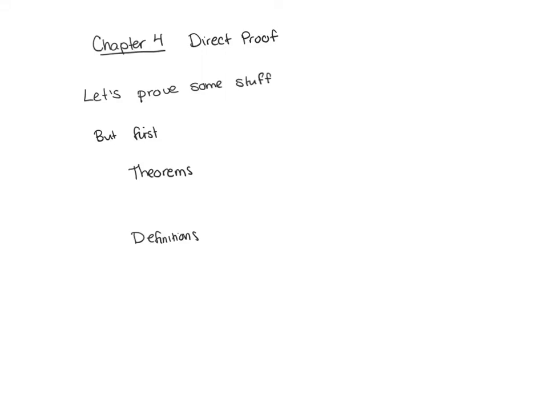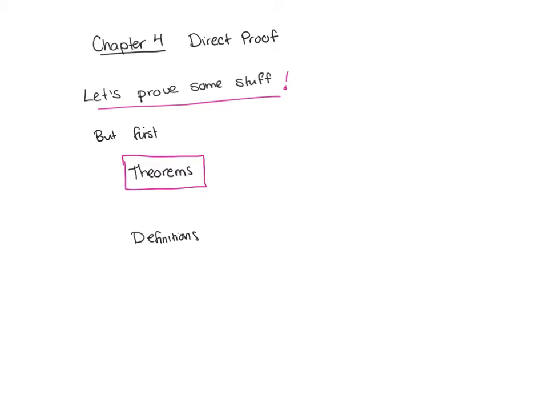In Chapter 4, we start talking about proof techniques, and in particular, we're going to talk about the direct proof. The goal here is we want to prove some stuff, but in order to be able to prove things, we first need things to prove. So we're going to introduce the idea of theorems, statements that we can prove, that we know are true, and we need to have some built-in, well-understood words that we can base our theorems on.